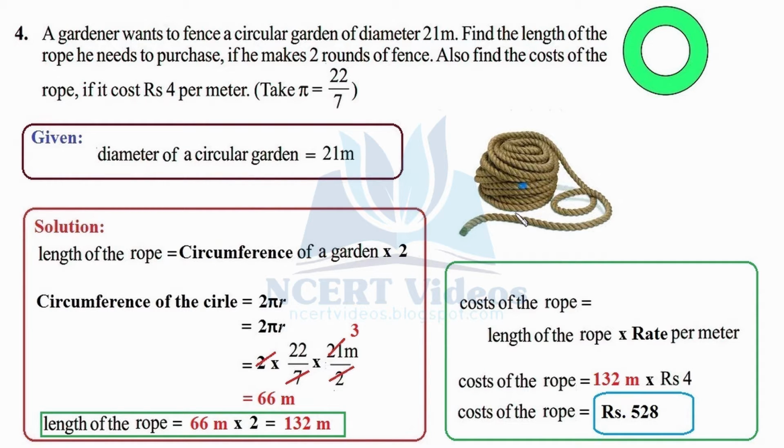Now we have to find the cost of purchasing that length of rope, and you are given rupees 4 per meter. Now cost of rope equals length of the rope into rate per meter. That is, the cost of the rope per meter, and total meters are 132. So we have to multiply it in order to find the cost of the rope. Multiply it. 4 2s are 8, 4 3s are 12, 1 carry, 4 plus 1 is 5. So 528 rupees will buy you a rope of length 132 meter.